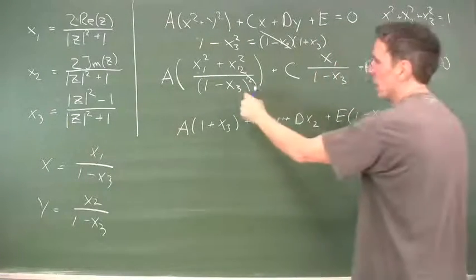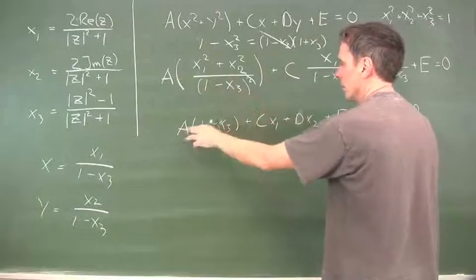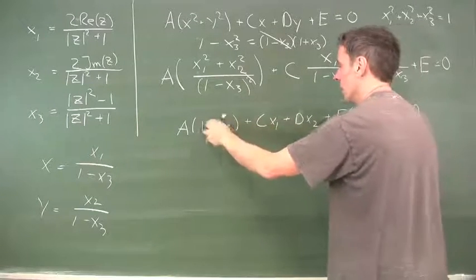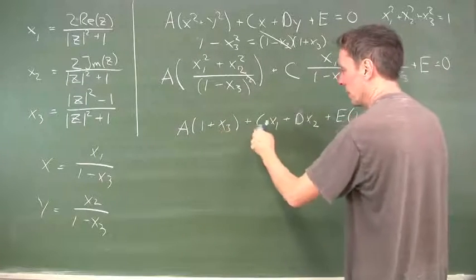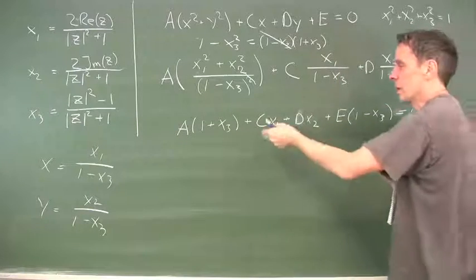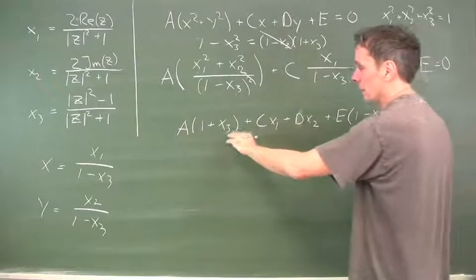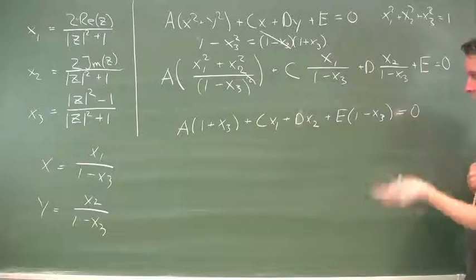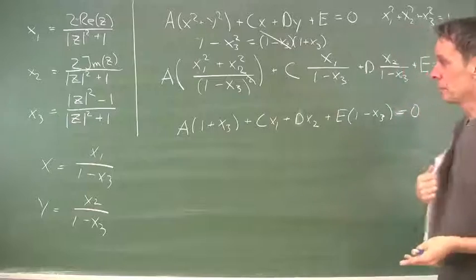And if you then multiply this equation by 1 minus x3, you get this equation, which is obviously a linear equation for x1, x2, and x3. And this is really a plane in 3-space, and if you intersect this plane with a sphere, of course you get a circle on the sphere.